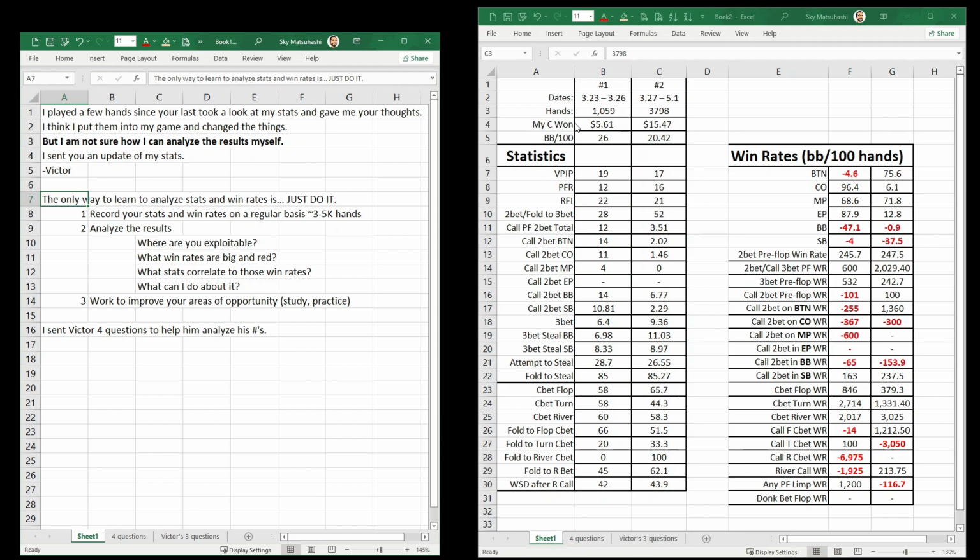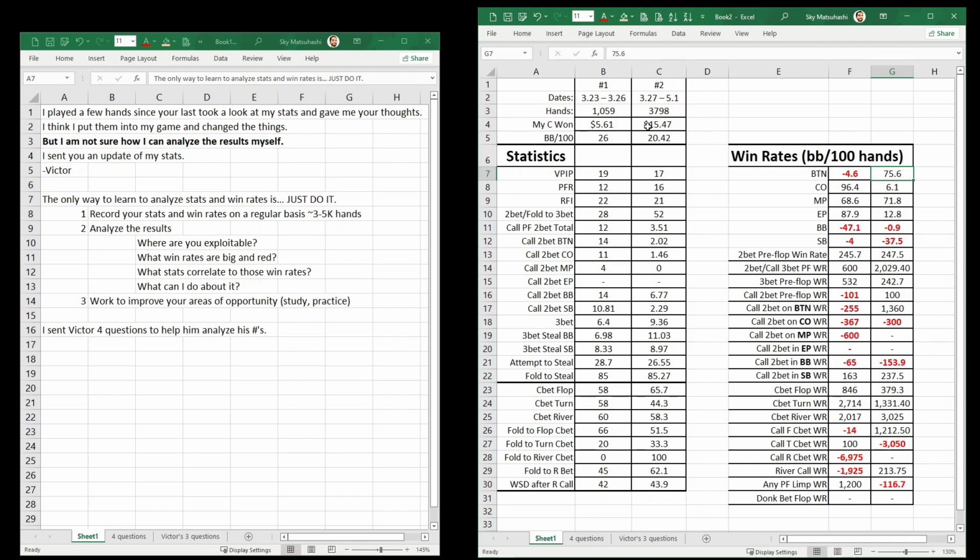The first time he sent me his numbers, 1,059 hands, and these are all of his results right here. VPIP, PFR, down to C-bet flop, C-bet turn, all the statistics. Same thing with the win rates. These are his positional win rates, not with VPIPing, not open raising, just on the button. At first, he had negative 4.6 big blinds per 100 hands. The second time measuring his stats and win rates, 75.6, right?